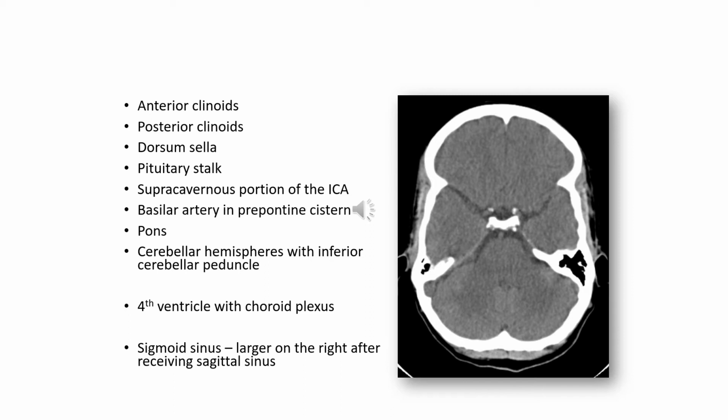Either side of the dorsum sellae, we can see the supracavernous portion of the internal carotid artery. So this is the right and left carotid artery as they come out of the right and left cavernous sinus within dural reflections on either side of the dorsum sellae.